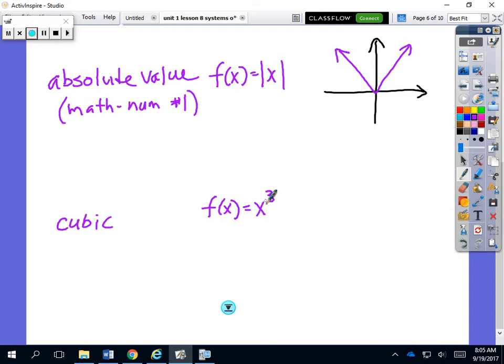You might have a higher power. You're just going to see more curves in it, as we learned when we talked about graphing polynomials a couple weeks ago. The cubic parent function looks like that.